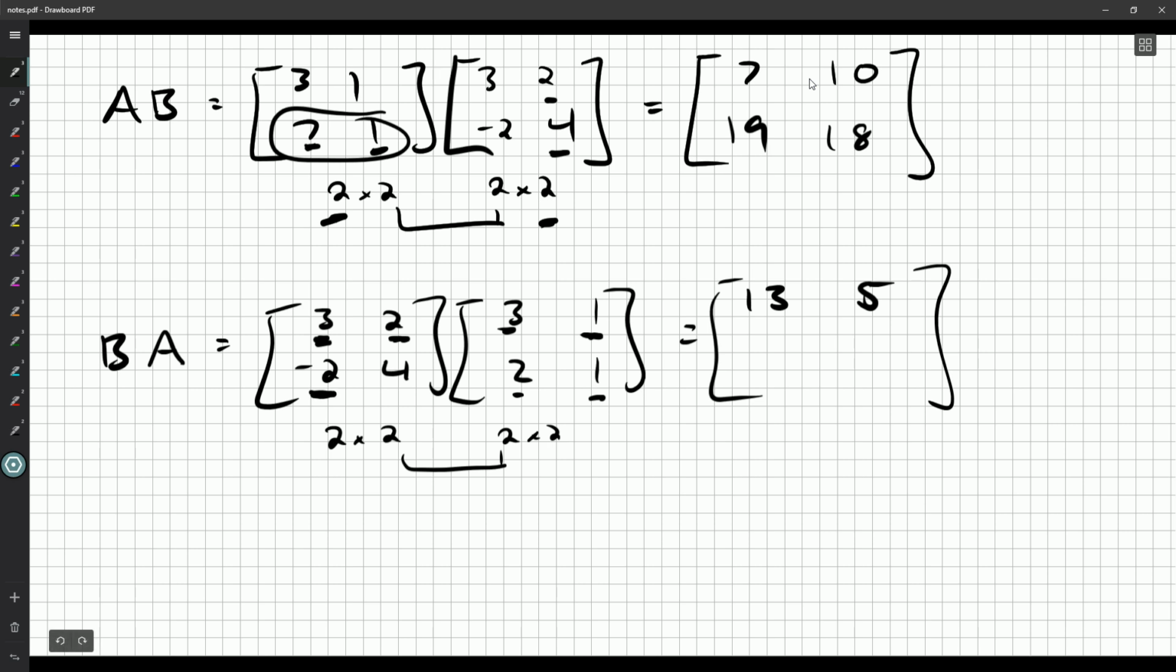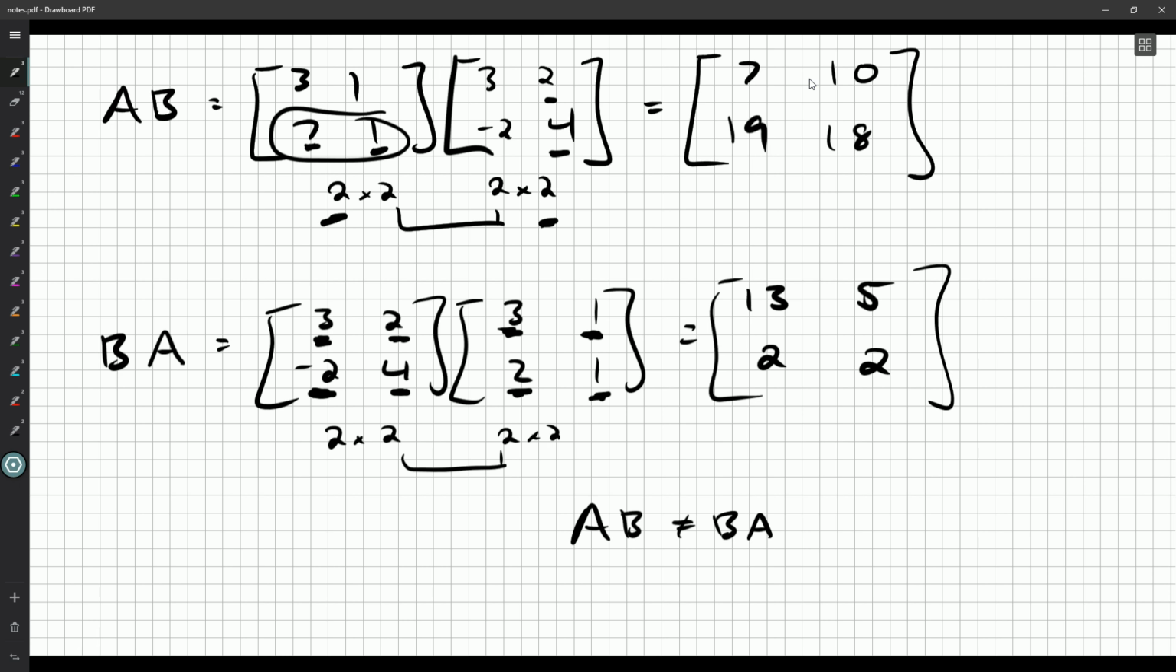All right, negative 2 and 3, that's negative 6. That's 4 and 2, so negative 6 plus 8 is positive 2. And then negative 2 times 1 plus 4, we're going to get another 2. Okay. So there we go. So they said compute and compare. Well, what I'm comparing here is AB and BA, very different, which is all we're trying to emphasize. Okay? Very different in general.